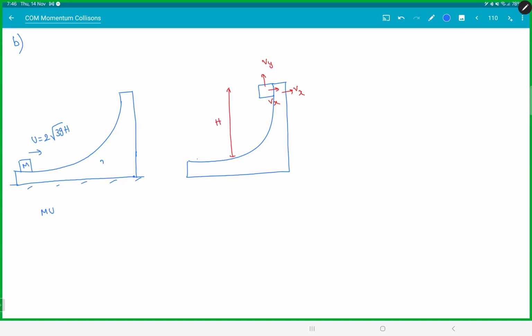Mu, this is m, this is 2m, is equal to 3m vx. So this story is still the same. Horizontal momentum is conserved, vx is u by 3.